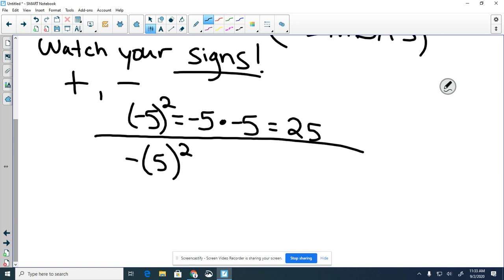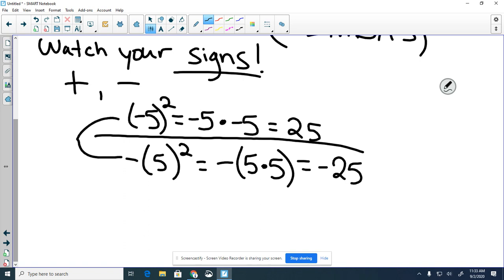The bottom one, this negative in front stays there because you have not messed with it yet. 5 squared means you're going to do 5 times 5, which gets you a negative 25. Okay? This first example and the second example are not the same.